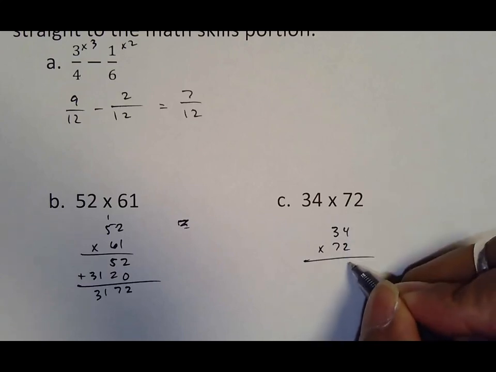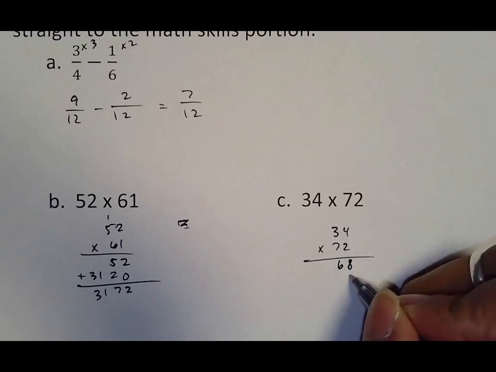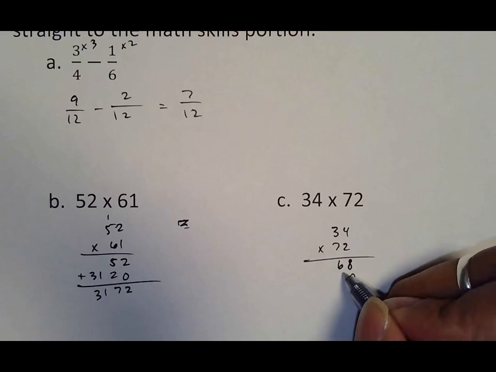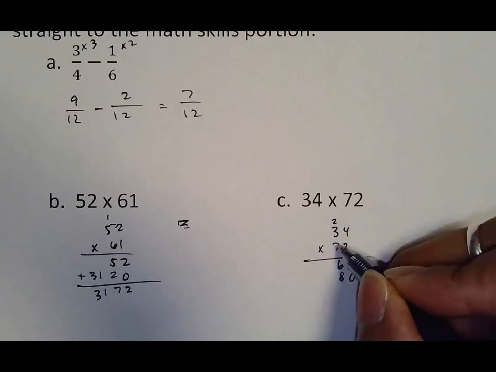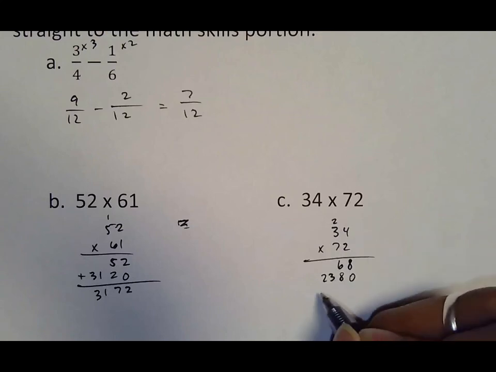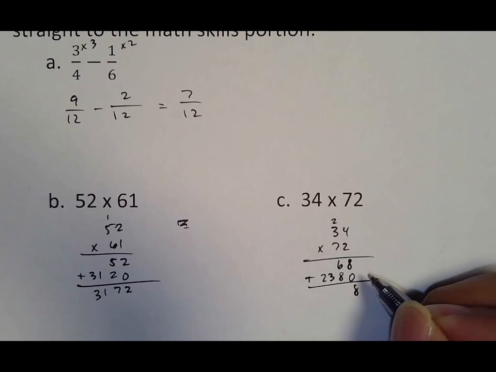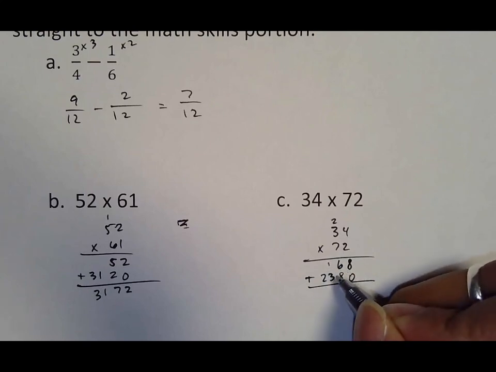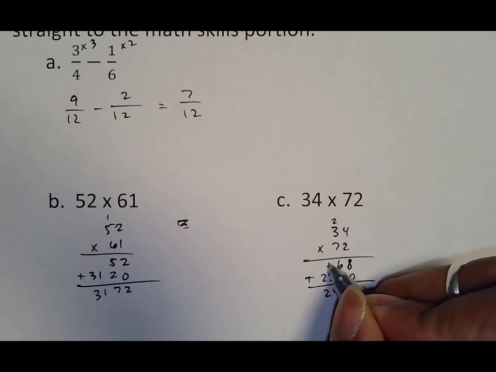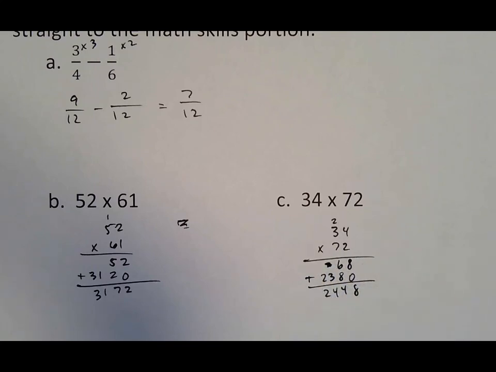Freezing on the 2. 4 times 2 is 8. 2 times 3 is 6. Bring down your 0. 7 times 4 is 28. That means put down the 8, carry the 2. 7 times 3 is 21, plus 2 makes 23. Then add your columns. 8 plus 0, 8. 6 plus 8, 14, carry the 1. 1 plus 3, 4. 2. Remember, you don't need to write the 1. You just put 68, 23, 80, and 24, 48 as your numbers.